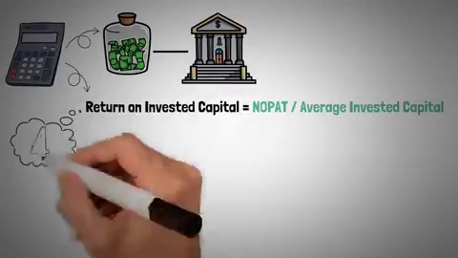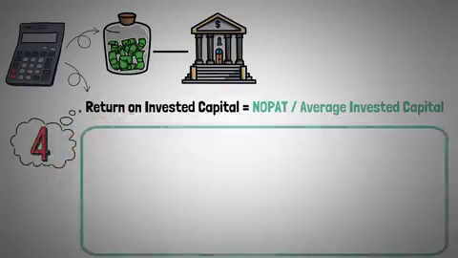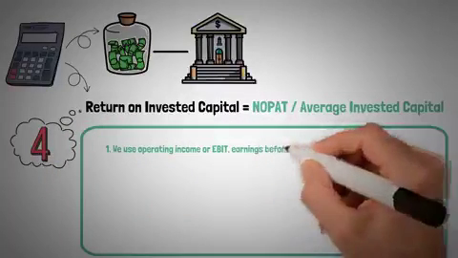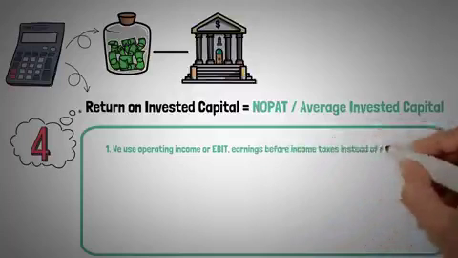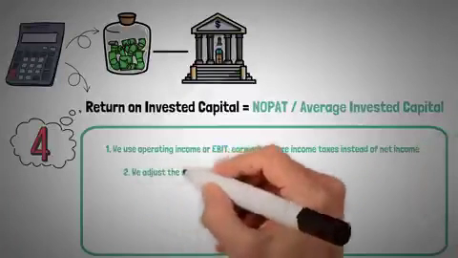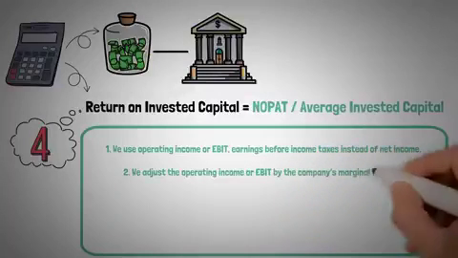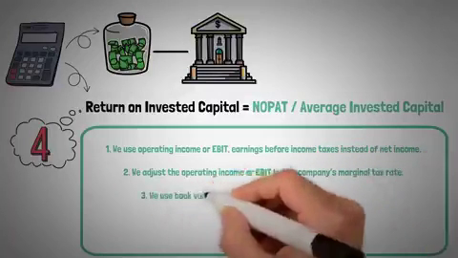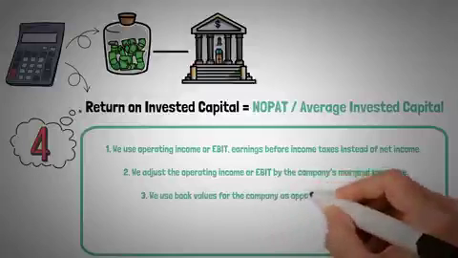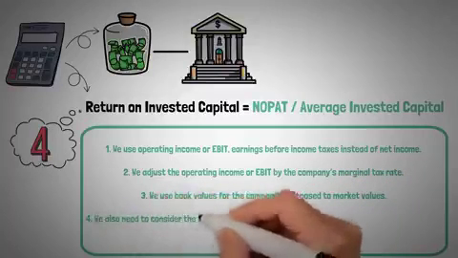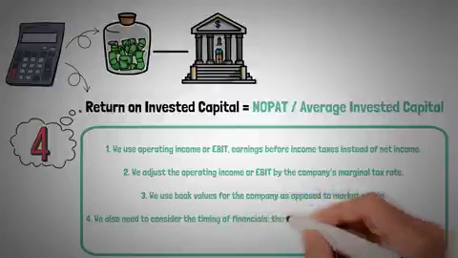There are 4 components to ROIC. Number 1. We use operating income or EBIT, earnings before income taxes, instead of net income. Number 2. We adjust the operating income or EBIT by the company's marginal tax rate. Number 3. We use book values for the company as opposed to market values. Number 4. We also need to consider the timing of financials.